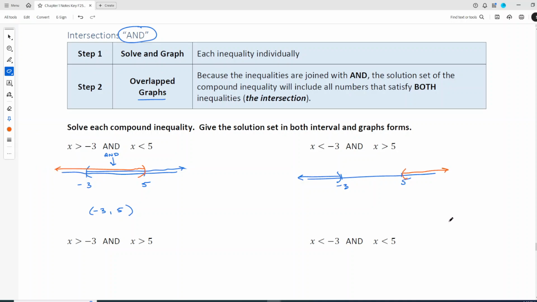Do these two graphs overlap? Is there anywhere that the two graphs overlap? No. These numbers are less than -3, but they're not greater than 5. These numbers are greater than 5, but they're not less than -3. And these numbers in here don't satisfy either. So for this one, there is no solution. The graph would be empty, and you would say that there is no solution to this inequality.